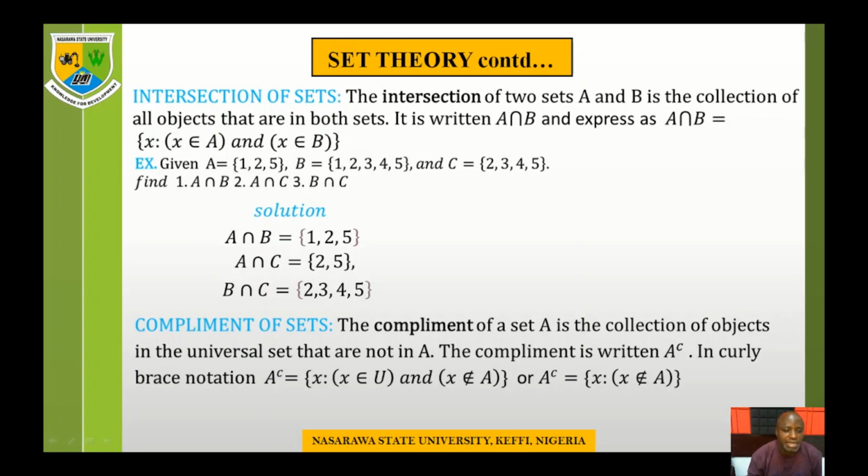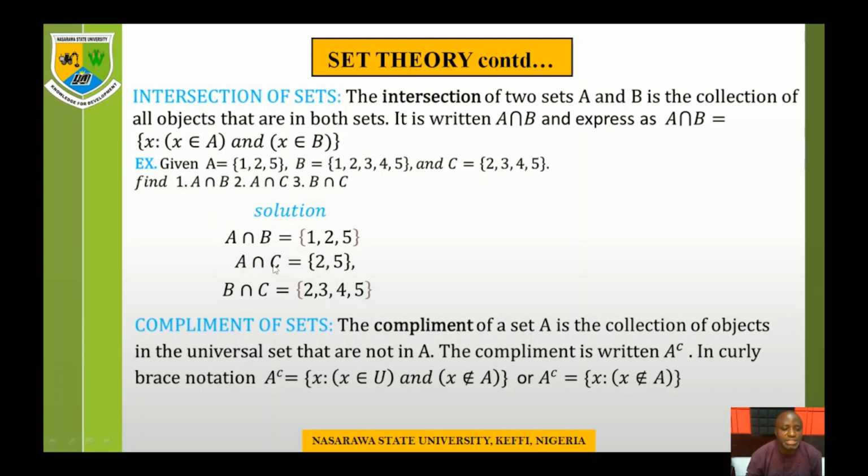If you want to take A ∩ B, if you see A, look at B, 1 is here, 1 is here, it's a common element. 2 is here and 2 is also here, it's also a common element. And 5 is here, 5 is equally here, it's also a common element. So A ∩ B, you have {1, 2, 5}. 4 is not a common element since we cannot find 4 in A. And we cannot find 3 also in A. That is why 3 and 4 are not in the intersection of the two sets.